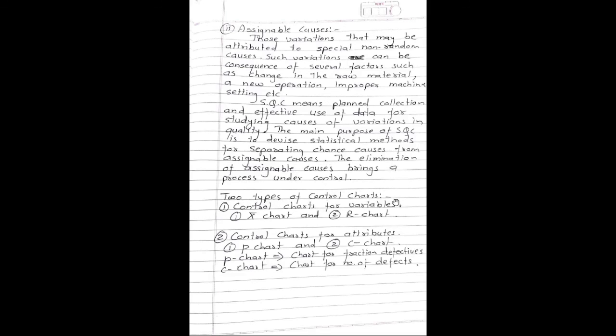Two types of control charts are there. First, control charts for variables, which are named X bar chart and R chart. Second type, control charts for attributes, which are nothing but P chart and C chart. P chart means chart for fraction defectives and C chart means chart for number of defects.